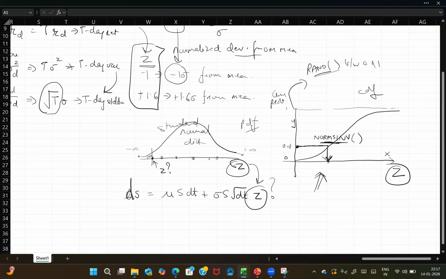But the time period we are taking is dt, which is a very short period of time, and we cannot really assume that the stochastic path will take a normal distribution for a very short period of time. So that was my doubt. How can we assume a normal distribution there?